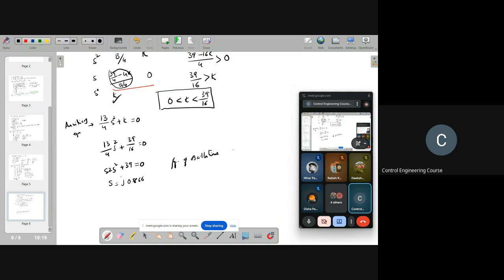So the frequency of oscillations is simply 0.866 radians per second. This is how you can find out if the system has roots in the marginally stable case, that means roots on the imaginary axis, what the frequency of oscillations is, and we can also find the range of values of k at which the system is stable. Is it clear?